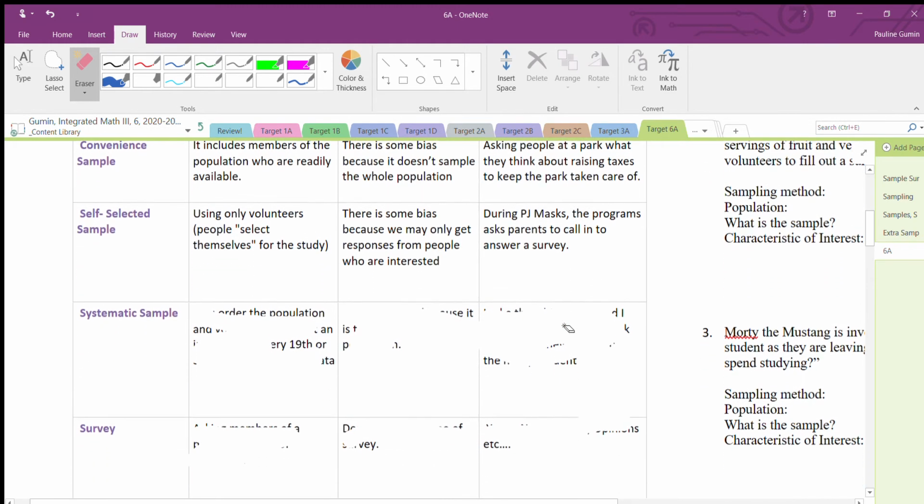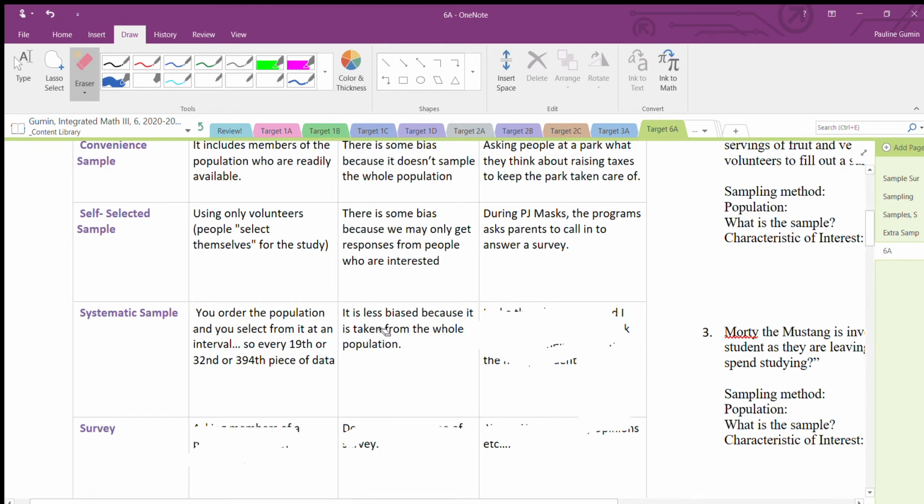Next, we have a systematic sample. This is when we order the population in some sort of way. We could do alphabetical or by height, by whatever you want to do. Then you're saying, okay, out of this ordered thing, I'm going to count every 19th, and I'm going to pick every 19th, every 10th, whatever you choose, that piece of data.